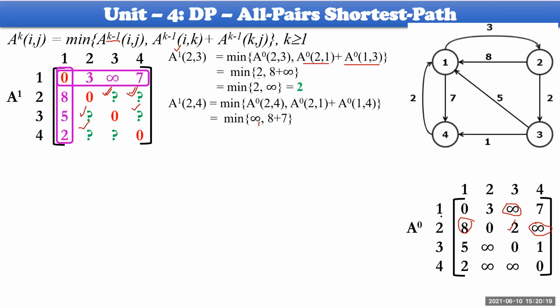And then 2 1 is 8 and 1 4 is 7. Okay, 8 plus 7, that is 15. The minimum of infinity comma 15 is the value. So the value which is going to be placed here is 15. Then immediately we need to identify the value of this one. Similarly, in the same fashion we have to identify. So A power 2 3 2 and 3 1 values will be taken something like this.